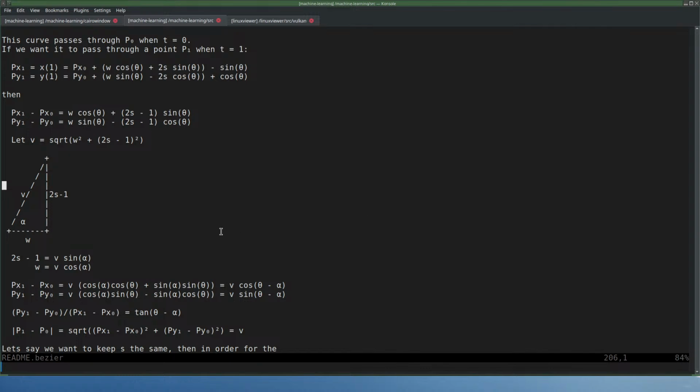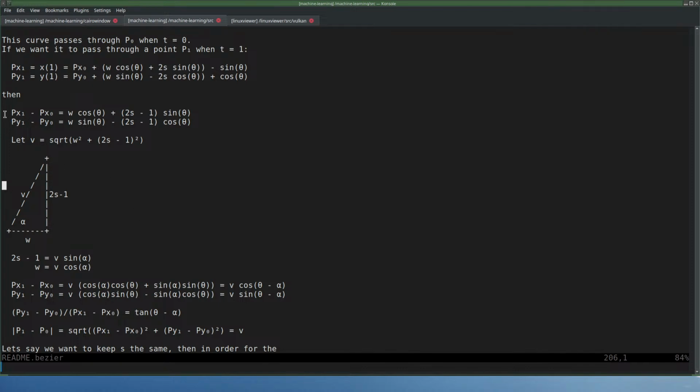No, I'm doing something worse. I'm trying to fit a line, trying to fit Bezier curves through data points. And I'll explain as soon as I have my picture again.